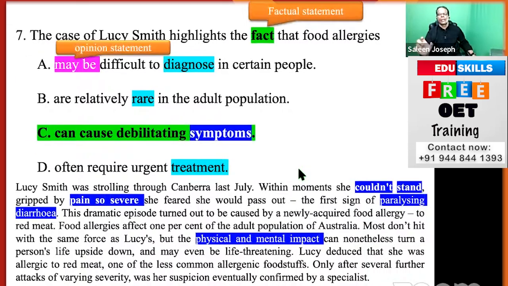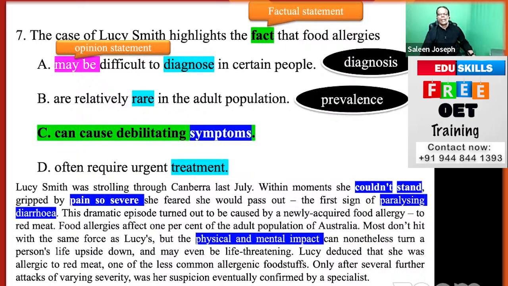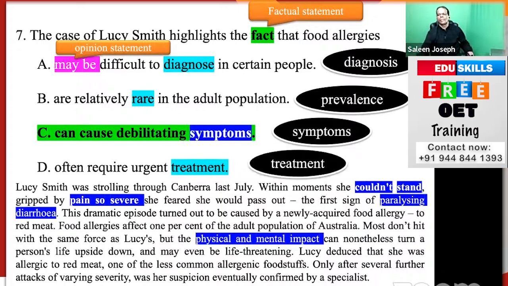So what is this? The question stem asks about a factual statement, but option A is an opinion statement. The concept is diagnosis and prevalence. This is what I said. The word rarely, you have food allergies in the host, means prevalence is very less. Prevalence and can be debilitating symptoms. Symptoms, the concept, then treatment. Diagnosis, prevalence, symptoms, treatment. As you go through the text, you should be able to identify out of these 4 which the sentence speaks about.